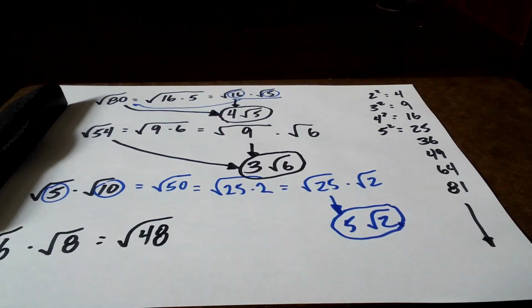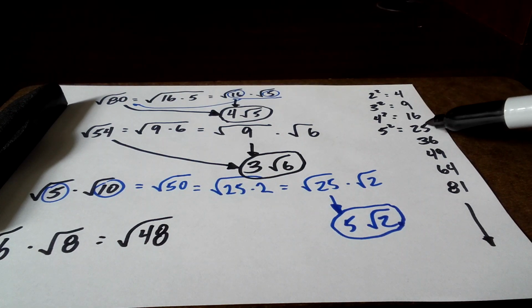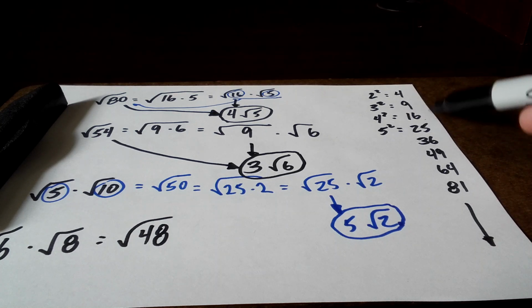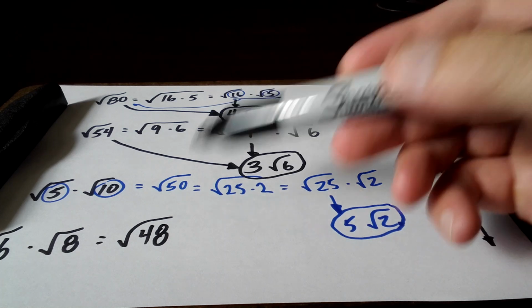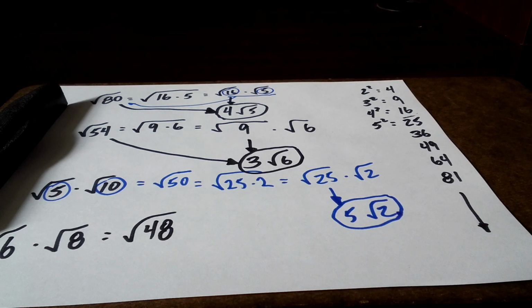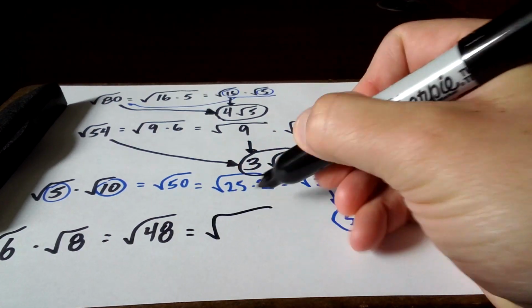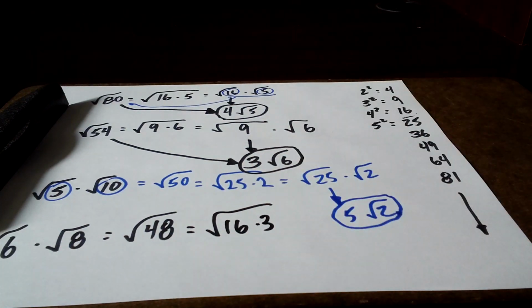Now, we want to find that perfect square that goes into 48. So 48 divided by 36 is a decimal. Divided by 25 is a decimal. There it is, 16. Reminder, if you can't divide these in your head like I can, just use your calculator to divide. So the square root of 48 is 16 times 3.